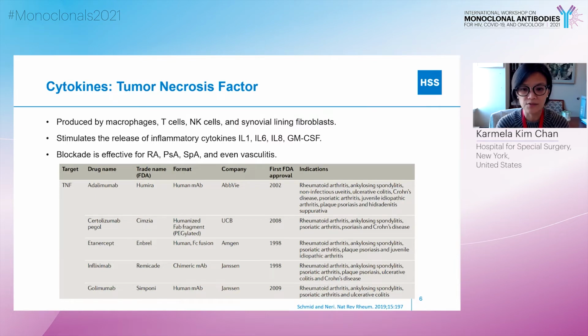These are the currently available anti-TNF monoclonal antibodies. Infliximab was the first monoclonal approved for the treatment of rheumatoid arthritis back in 1998, and the other monoclonals were subsequently approved in fairly rapid succession. You can see on the rightmost column that these agents have broad approval in a variety of autoimmune diseases.